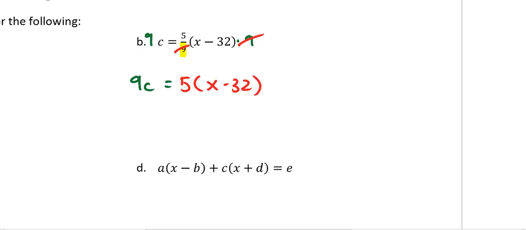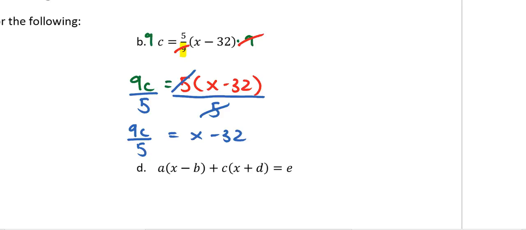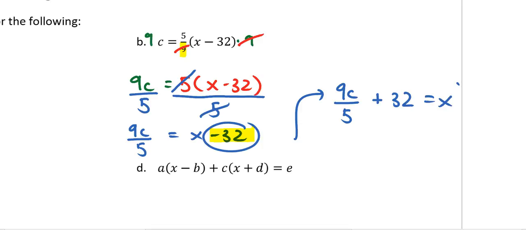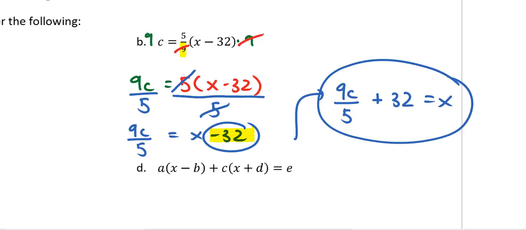And then I can divide both sides of the equation by 5. So those 5's will cancel, and now I'm left with 9c over 5 equals x minus 32. And then this negative 32, if I bring that to the other side, it's negative, so that'll be positive, equals x. And that's my final answer there.